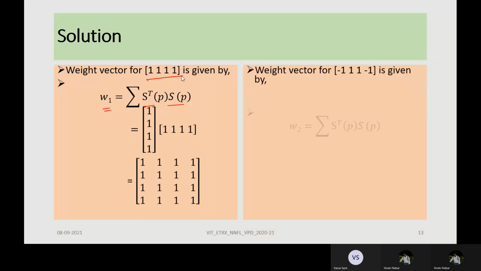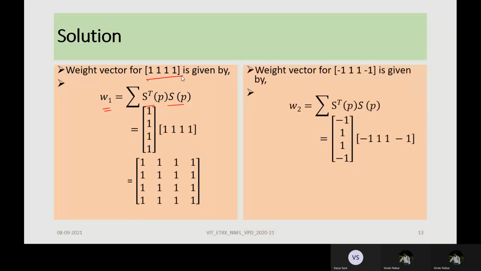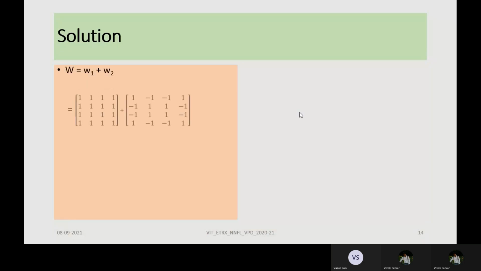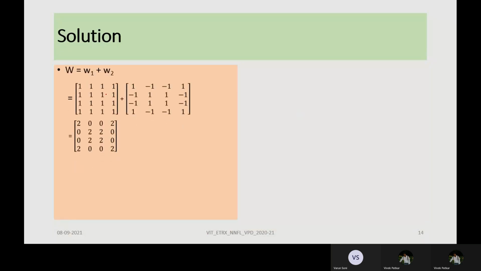Then I take the second pattern which is given. I multiply it with its transpose and I will get another weight vector. And then I am going to add this W1 and W2. Okay? That will be my final weight vector. So this is my final weight vector W, which I believe has memorized the two patterns which are given to me. Okay.